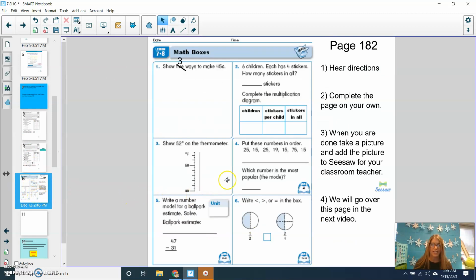For math boxes today, we're going to be looking at page 182. I'll quickly go over the directions, then I'll ask that you complete this page on your own. When you're all done, take a picture and add the picture to Seesaw for your classroom teacher. We will go over this page in our next video.